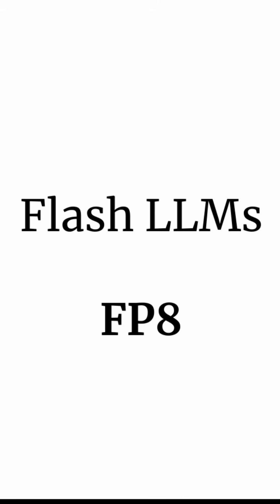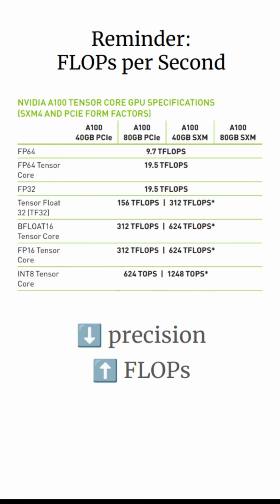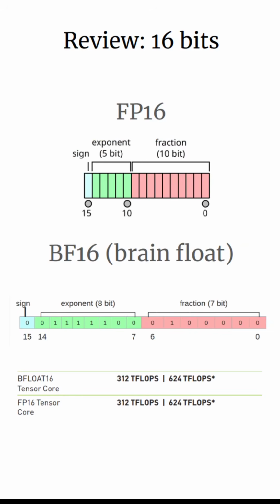Let's talk about FP8. When running on GPUs, one of the most important factors for achieving higher throughput is to use lower precision numbers. Moving from FP64 to FP16 yields huge increases in throughput at the loss of numerical precision.